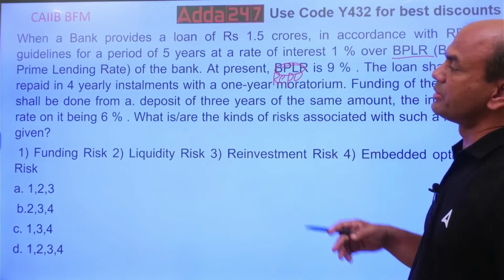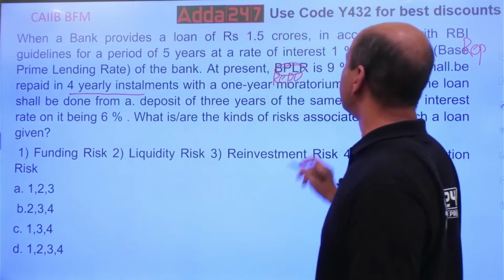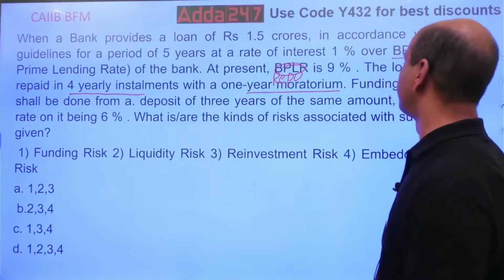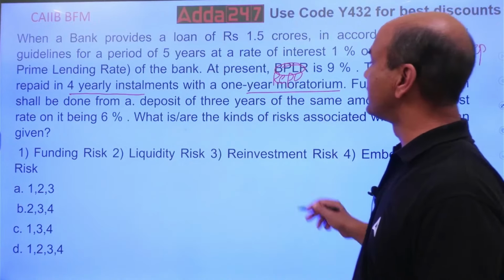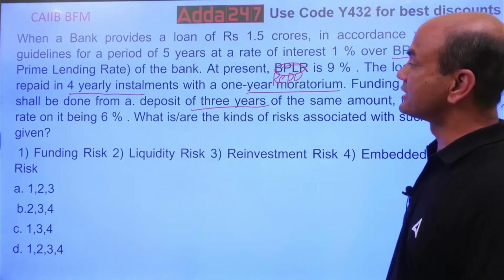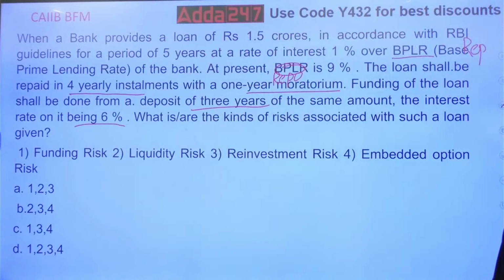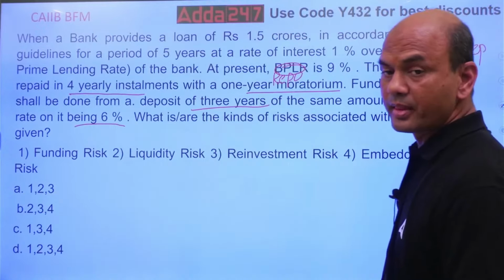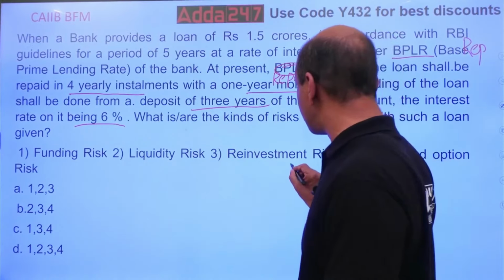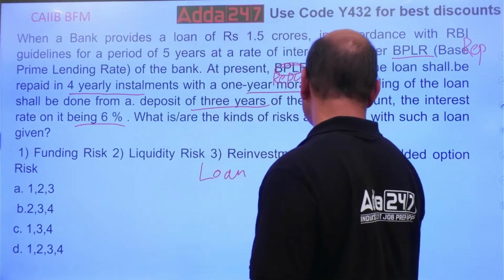The loan shall be repaid in 4 yearly installments. Okay. With a 1 year moratorium period. So 1 year is a moratorium plus 4 year installment. Funding of the loan shall be done from a deposit of 3 years of the same amount, the rate of interest being 6%. What are the kinds of risks associated with such a loan? It's a composite question, big question. Look at the case. There are two parts. One is loan, second is deposit.